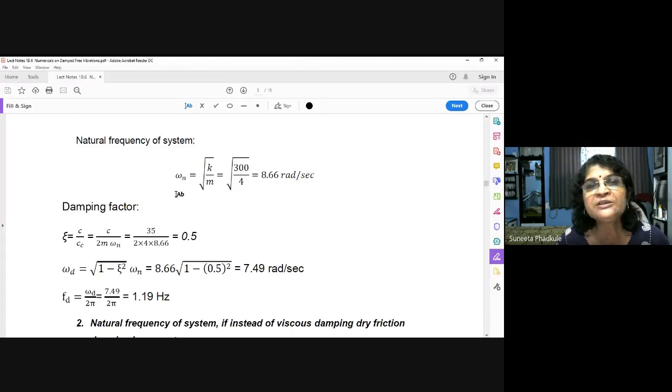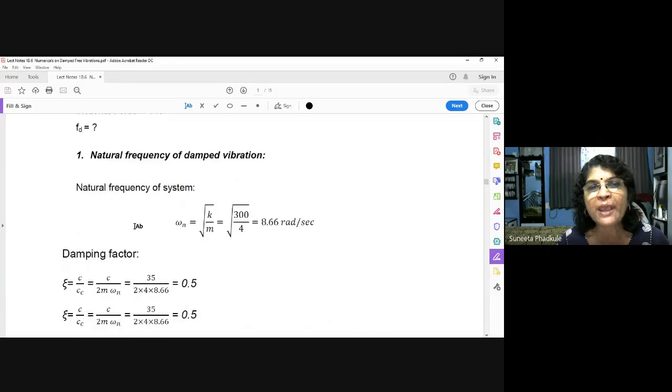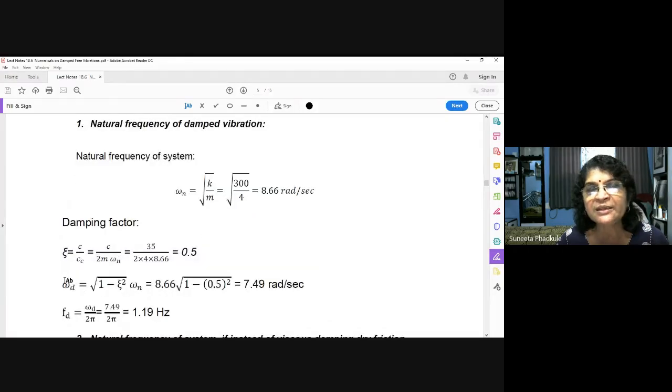Once you find out omega n, you know what is the formula for omega d? Omega d is equal to square root of 1 minus zeta square into omega n. Omega n already you have calculated. Now, if you can calculate zeta, you can find out omega d. How will you calculate zeta? C upon Cc. C directly given 35. How will you find out Cc? You know it is 2m omega n. M is given, omega n we have calculated. So zeta comes out to be 0.5.